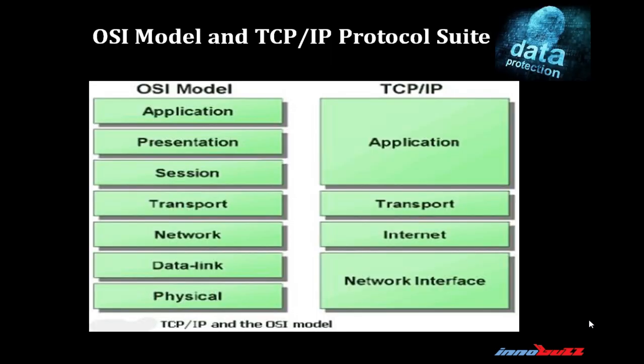Now let's see the difference between OSI model and TCP/IP suite. OSI model is 7-layered architecture and TCP/IP suite has 4 layers. Starting from first, network interface, second is internet, third is transport, and the fourth one is application layer. TCP/IP suite is not as popular as compared to OSI model because TCP/IP suite is not able to clearly explain the concept of machine functionality.